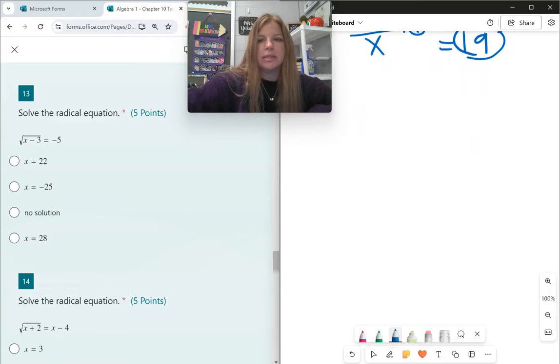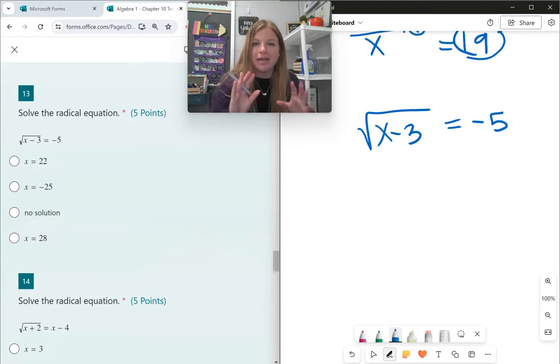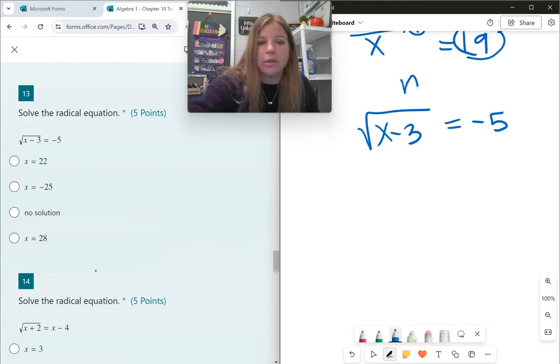Next one, square root of x minus 3 equals negative 5. Now, first of all, can the square root of anything ever be negative? No. Like, this is not possible. The square root of any real number cannot be negative. Maybe in algebra 2 they can be negative, but in algebra 1, square root of any real number is a positive value. So right immediately, red flag, this is going to be no solution. I'll tell you right away, it's no solution.